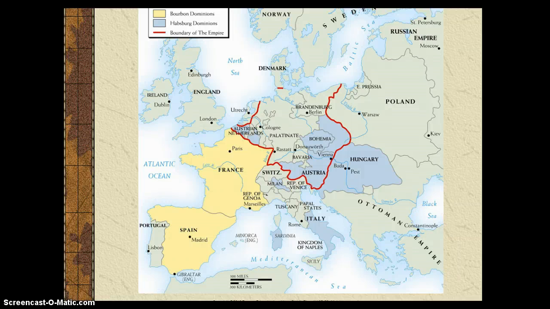Okay, this is AP Chapter 13, Lecture 3, and starting off, this is a picture of the Holy Roman Empire right here. This is the boundary. And then you see the Habsburg dominions right here, and you see the Bourbon dominions right here. The Bourbons had France and Spain, and as you can see, the Habsburgs controlled Bohemia, Austria, and Hungary, and part of the Netherlands.